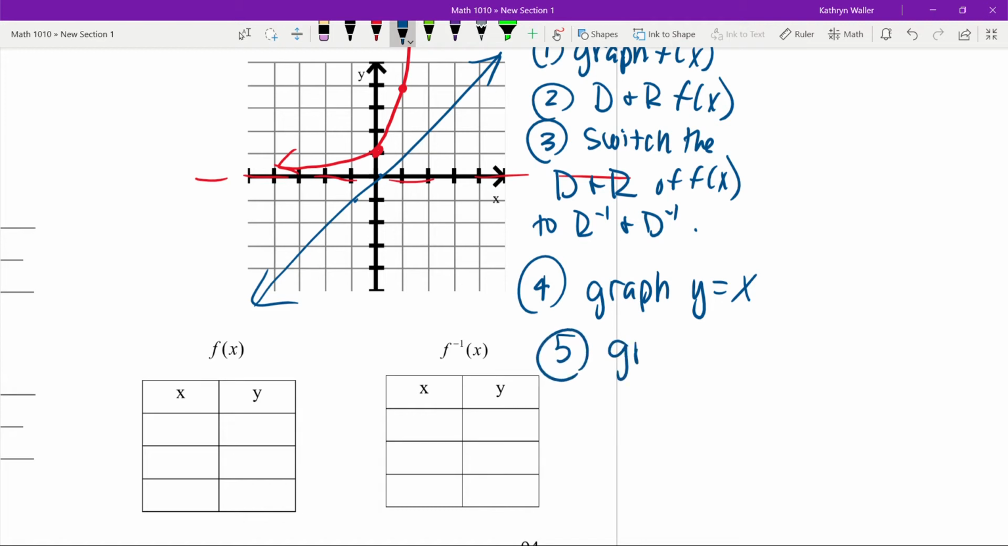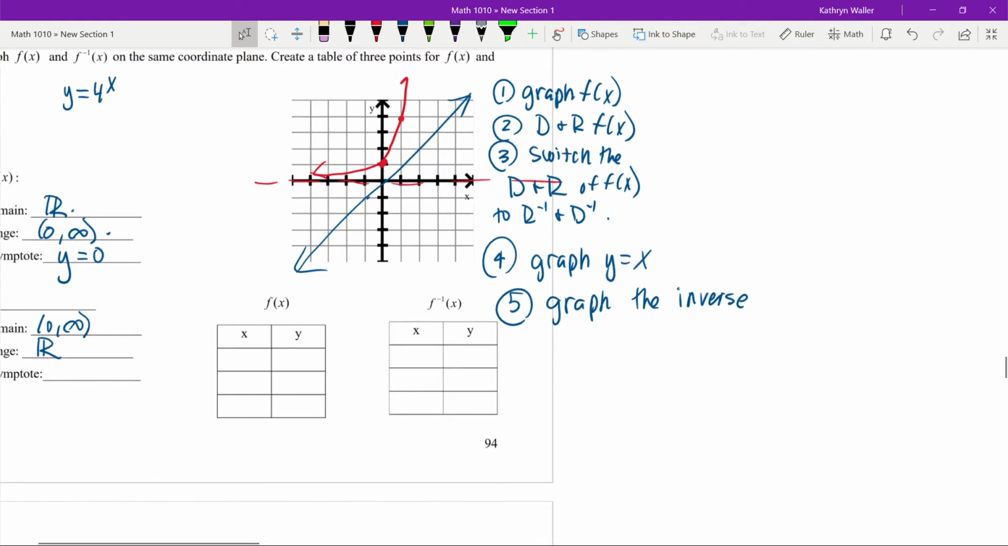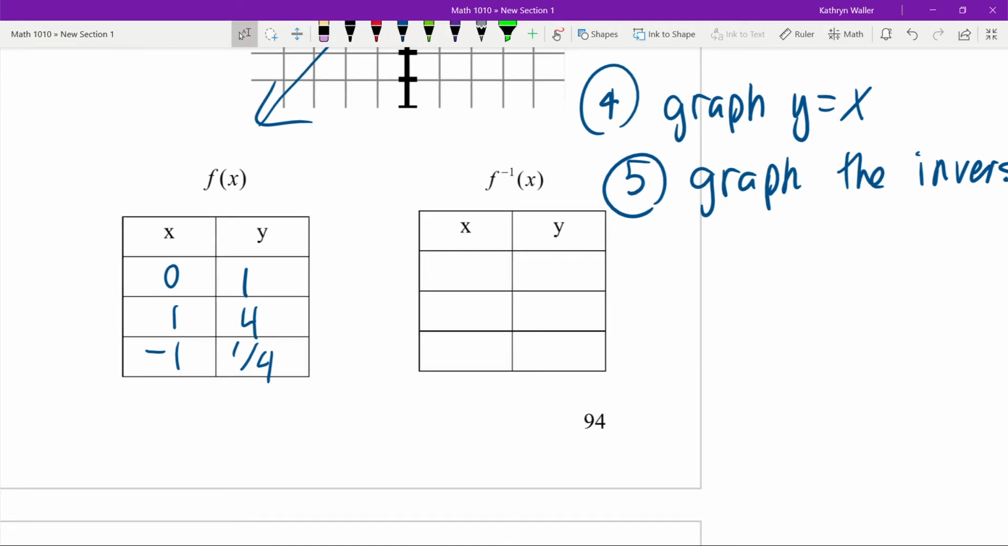Step number 5, I want you to graph the inverse. Imagine folding that thing in half. Okay, you guys look at that f of x. Let's put in a few values. So f of x is 0, 1, and then 1, 4. Let's do one more. What if x was negative 1? Then 4 to the negative 1st would be 1/4. So the inverse is switching those. So 0, 1 becomes 1, 0. 1, 4 becomes 4, 1. Negative 1 comma 1/4 becomes 1/4 comma negative 1.